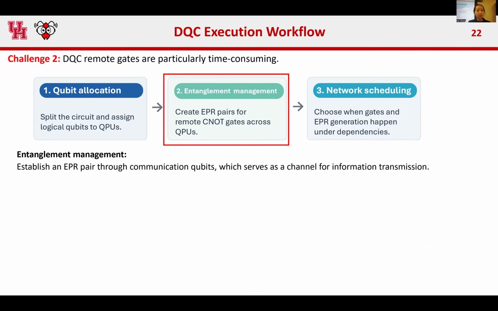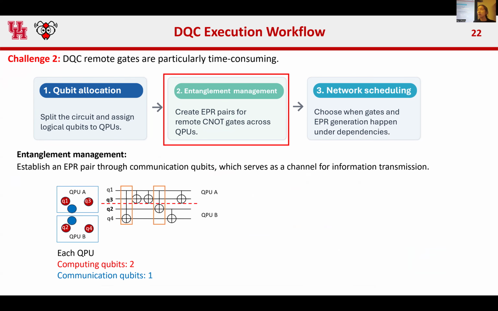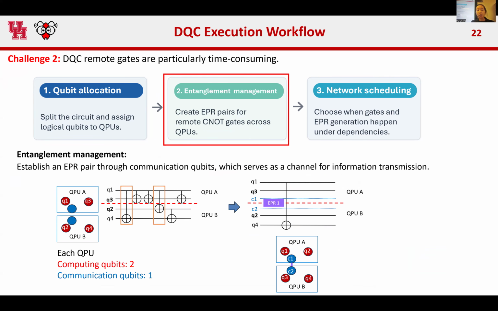And then the second step, entanglement management. It will establish an EPR pair through the communication qubit, which serves as a channel for information transmission. Here is our example as we mentioned before. Now for this circuit, we have 2 remote gates. And for each remote gate, before we execute it, we need to build the EPR pairs between the communication qubits. So for these 2 remote gates, we have 2 EPR pairs.